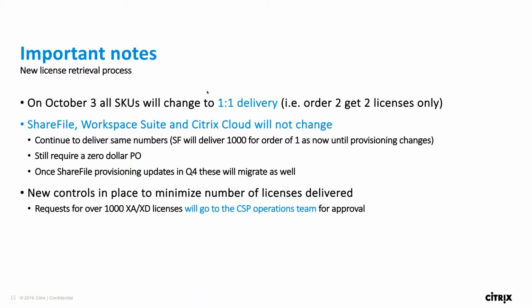If you talk about ShareFile, the Workspace Suite or Citrix Cloud, or any product where ShareFile is a part of, the old process is still in place. So you still have to go to the distri for that. You still have to require the $0 purchase order, and then you're good to go. Requests for over 1,000 XenApp or XenDesktop licenses first go to the CSP operation team for approval, as shown in the previous slides.